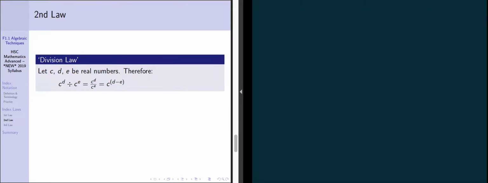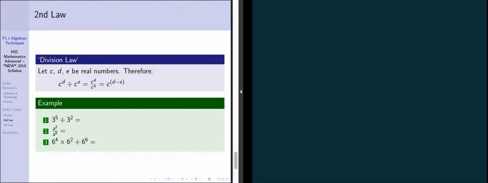So now we move on to the second law, the one I call the division law. It's basically the opposite of the multiplication rule. Again, C, D, and E are all real numbers, and if C to the power of D is divided by C to the power of E, then we can simplify this as C to the power of D minus E.